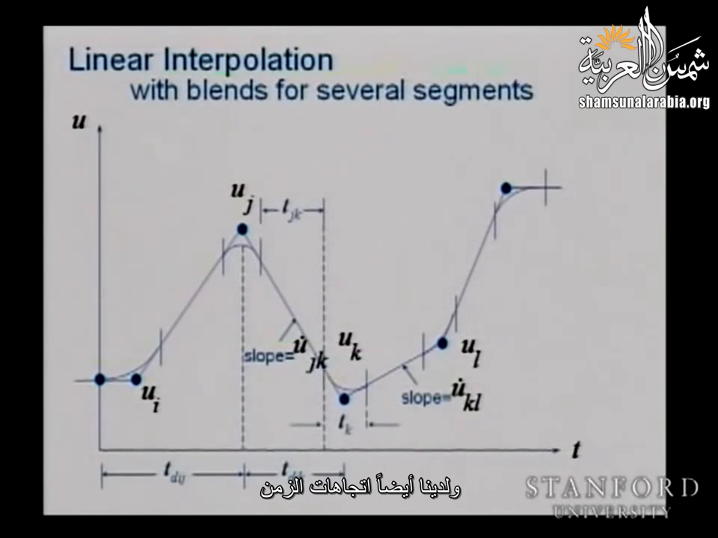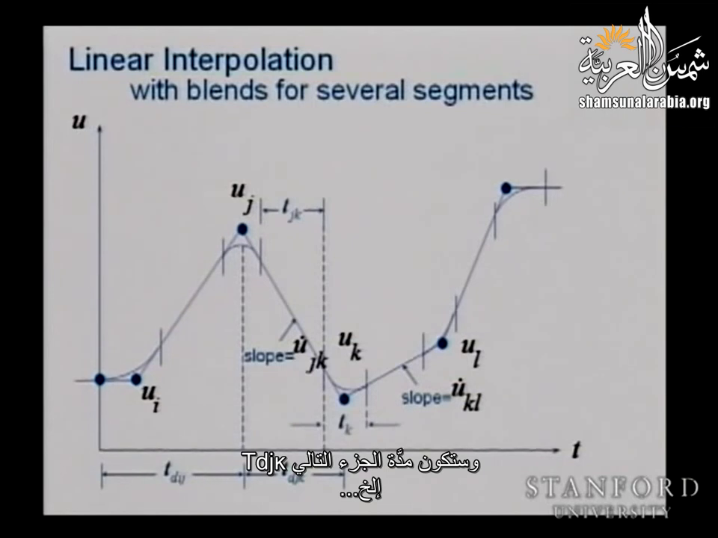Then we have the time directions, which are, in this particular case, I to J is a segment. So a typical segment is from T sub I to T sub J. And the duration of the entire segment will be T D I J. And then the duration of the next segment is T sub DJK, etc. Then the duration of the actual blends will be denoted as T sub K for each blend.